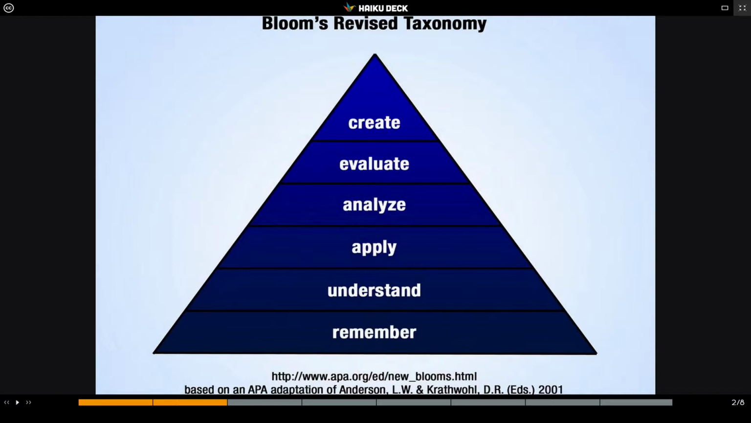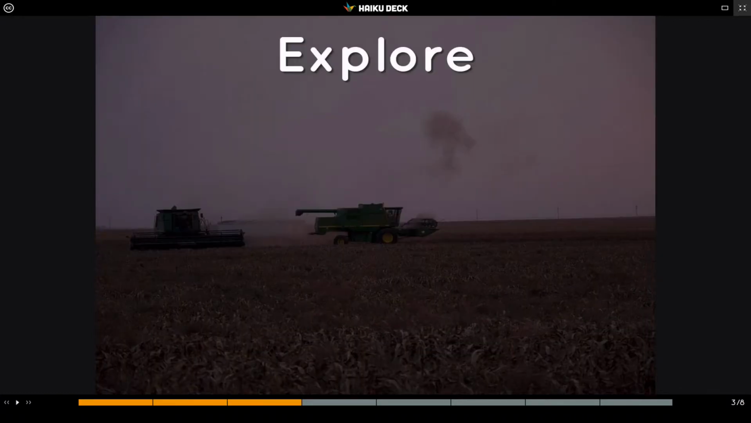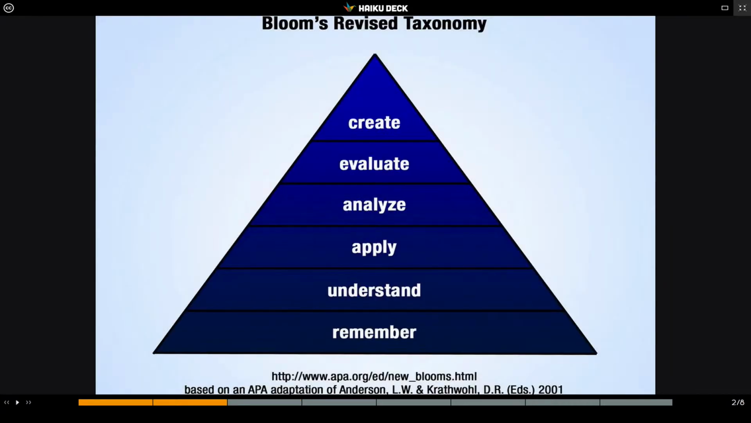But this is the evolutionary pyramid, if you want to call it that, that all students should be going through as they move through lessons, chapters, and units of content, whether it be for science class, social studies, math, English, you name it. Okay, so the first one is explore. Explore is where you start off in the middle of Bloom's taxonomy. Explore focuses on analyzing information and then applying your prior knowledge to it.